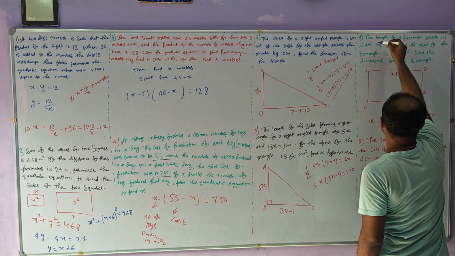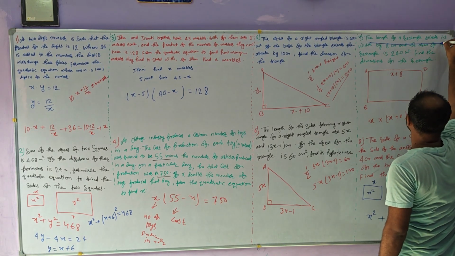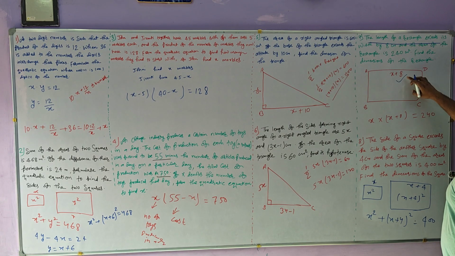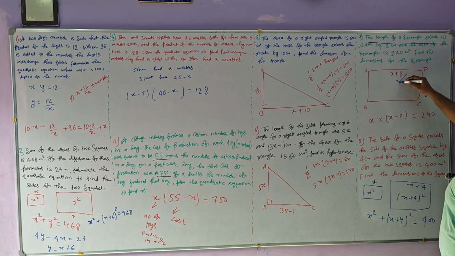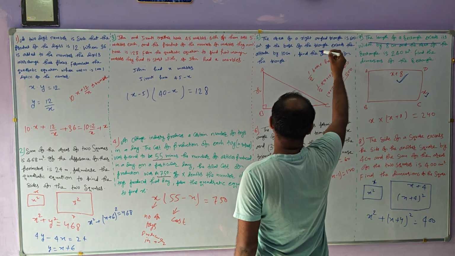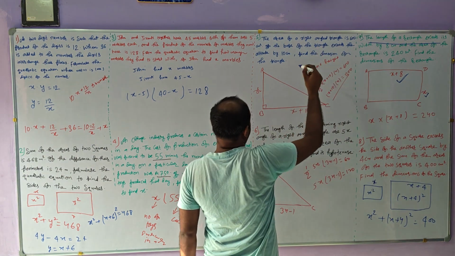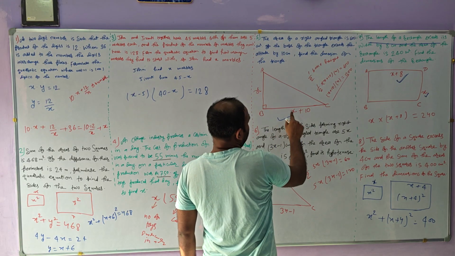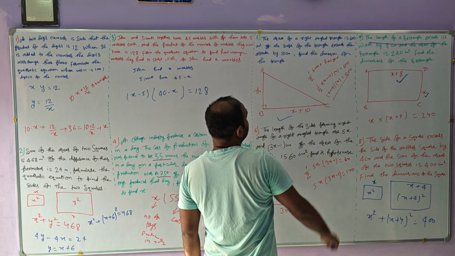Here the length of the rectangle exceeds its width by 8 centimeters. Its width is x centimeters, and the length exceeds by 8 centimeters, so it is x plus 8. In the same way, if the base of the triangle exceeds the altitude, then the base of the triangle exceeds by 10 centimeters.